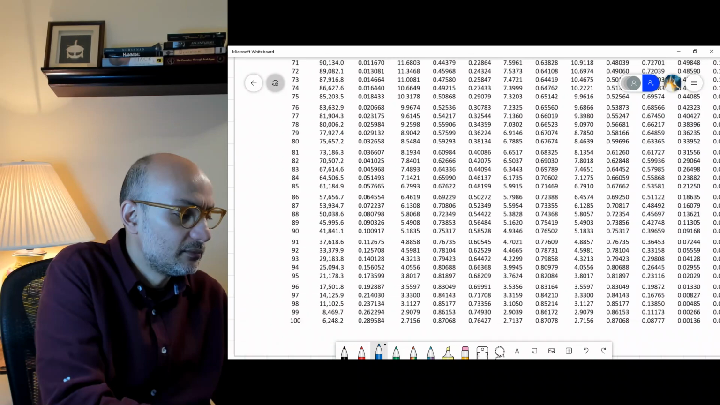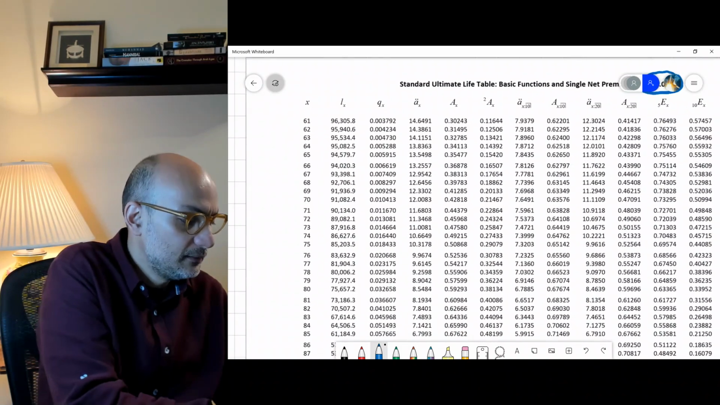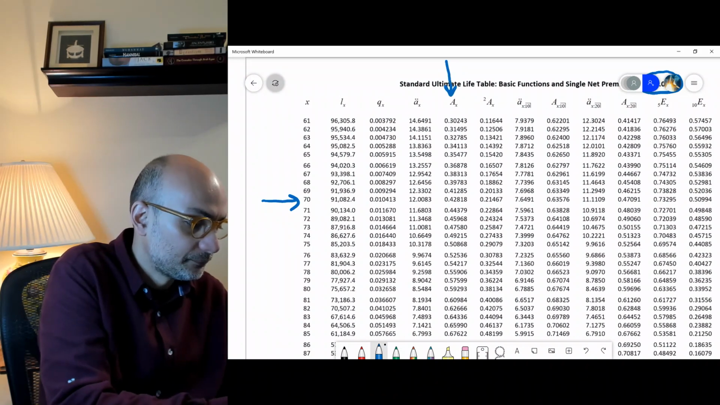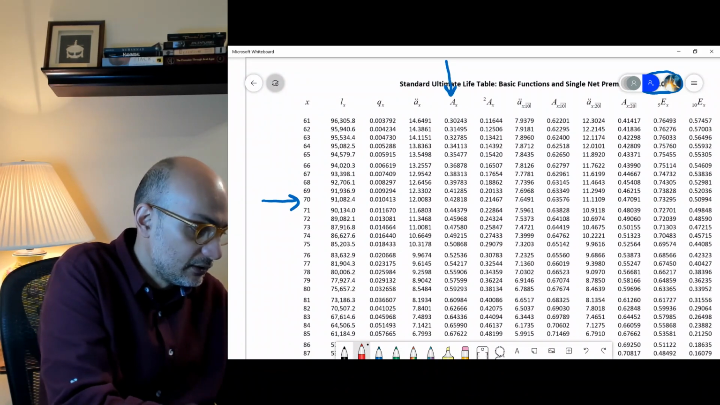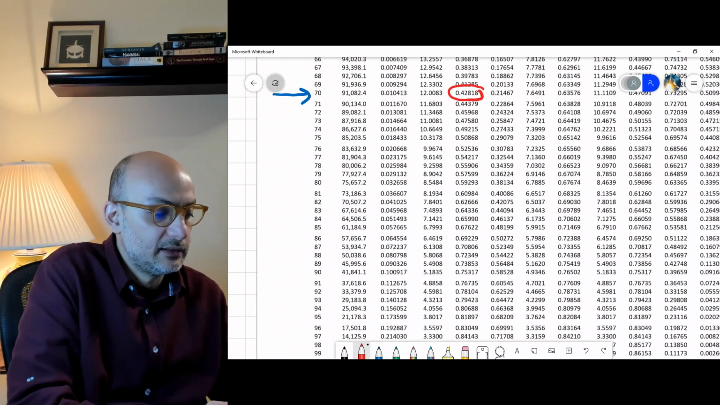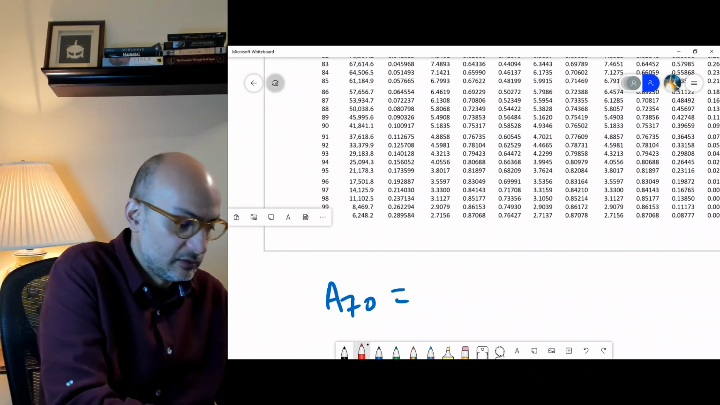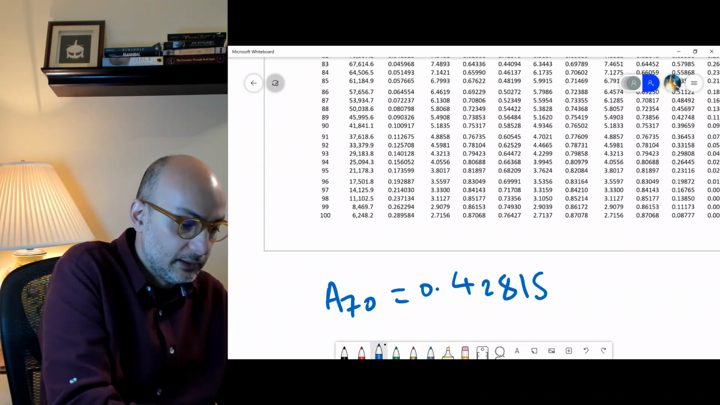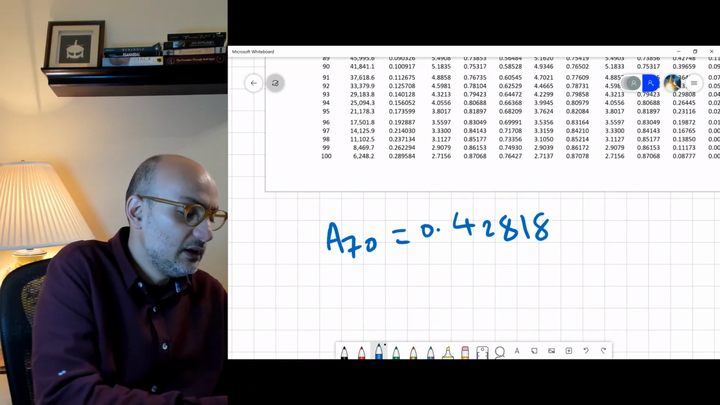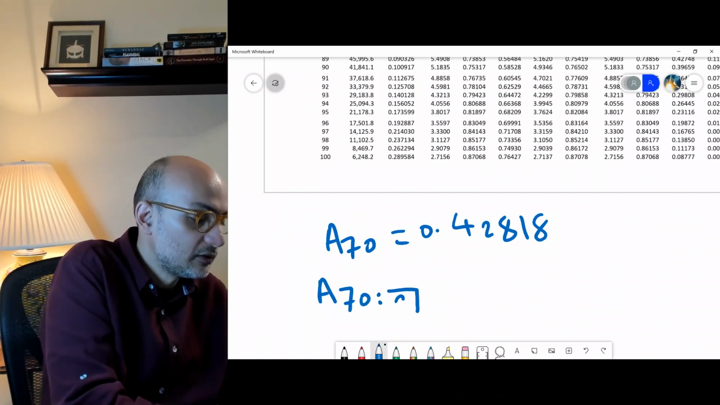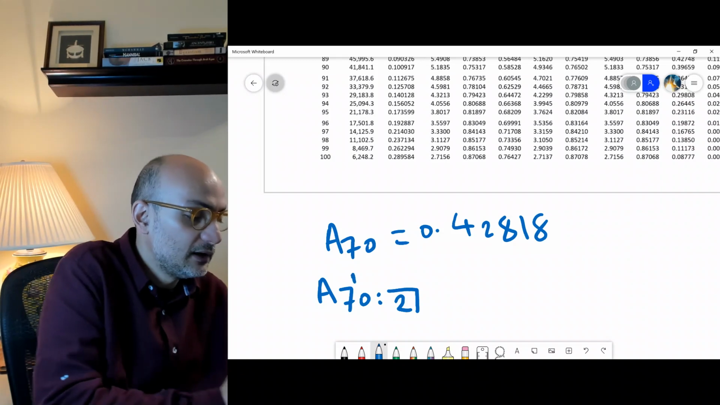So simple, we go to age 70 and we look here, to not make a mistake, it is 0.42818. So age 70 and life insurance, it's 0.42818. Easy.